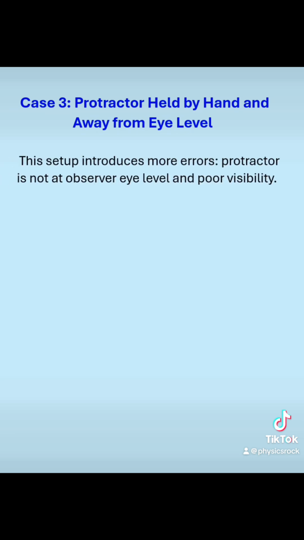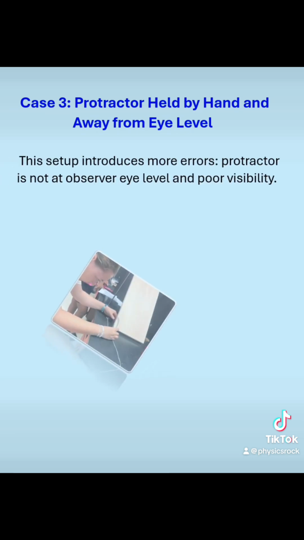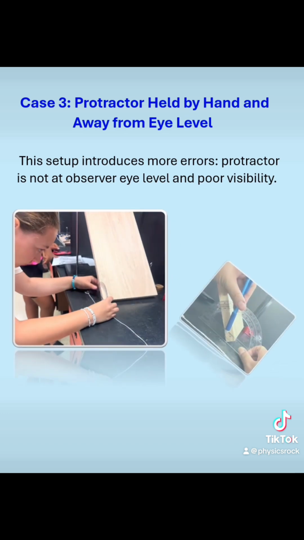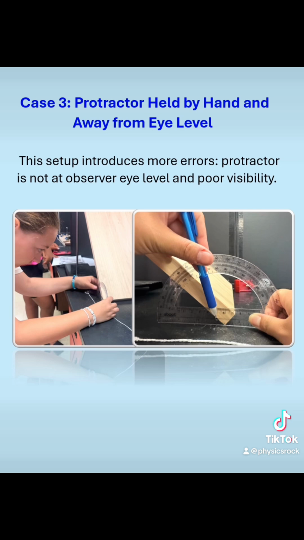The last case scenario is when the protractor is not at the observer eye level and poor visibility. In this case, use an estimate uncertainty of 3 degrees.